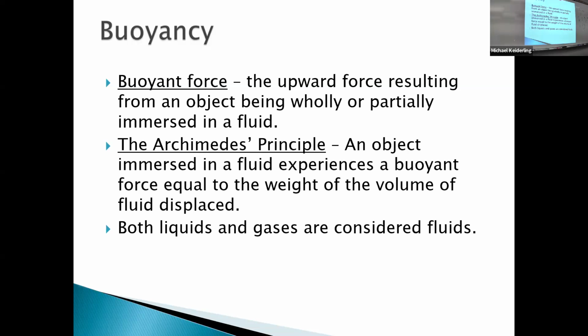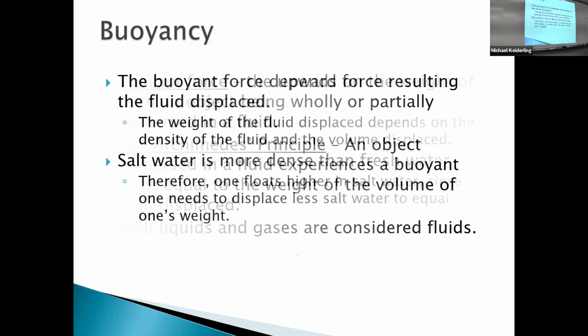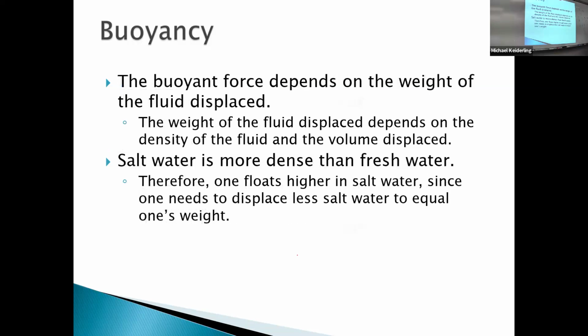I don't know if I have anything lying around that's less dense, but I think this might be. So this is a hollow plastic thing. I believe it is less dense than the water. As you can see, it floats. Its density is less than 1 gram per cubic centimeter. So the buoyant force depends on the weight of the fluid displaced, and the weight of the fluid displaced depends on the density of the fluid and the volume that gets displaced.